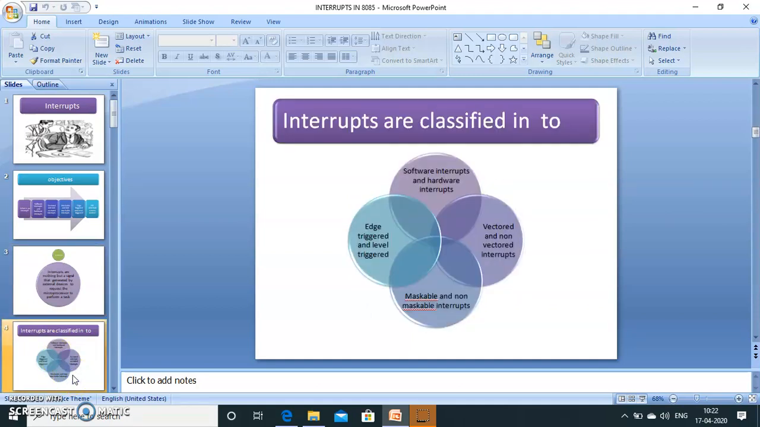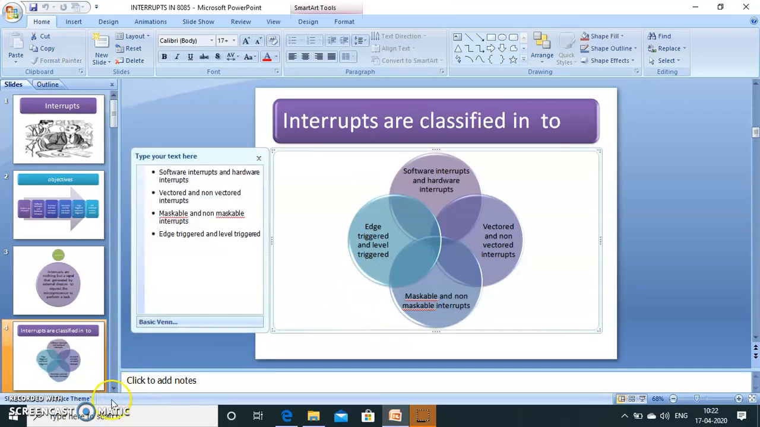The interrupts are classified into mainly four types: software and hardware interrupts, vectored and non-vectored interrupts, maskable and non-maskable interrupts, and edge-triggered and level-triggered interrupts.